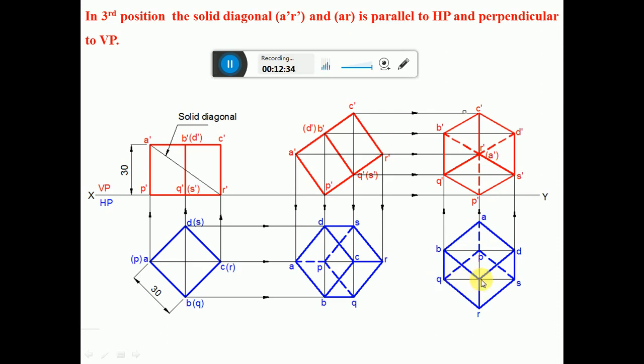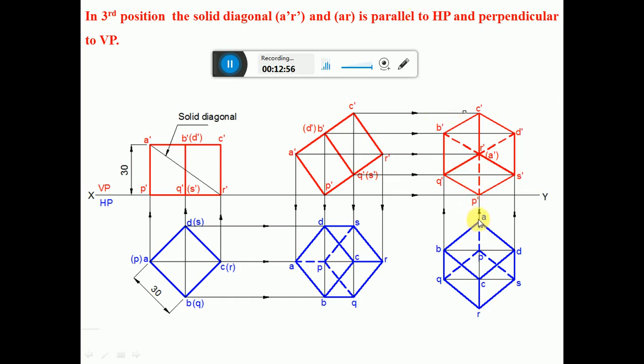From here, cut an arc on the right side and you will get S. Since we have transferred all the points from here to here, join them. Finish this view exactly the same as that of the second position top view. Once you complete this, now we have to draw the front view of the third position. So how to do that?